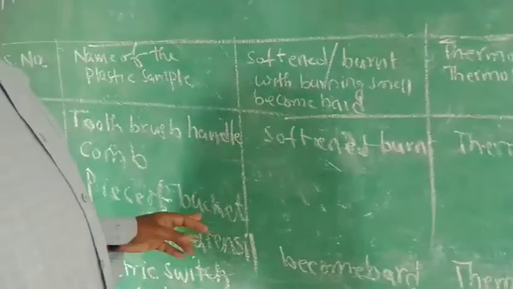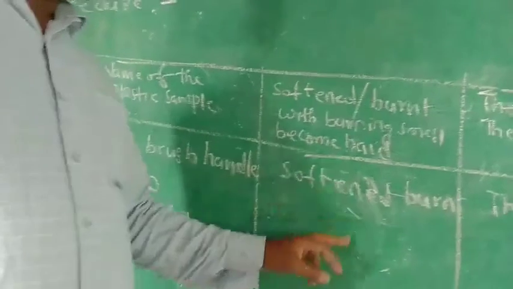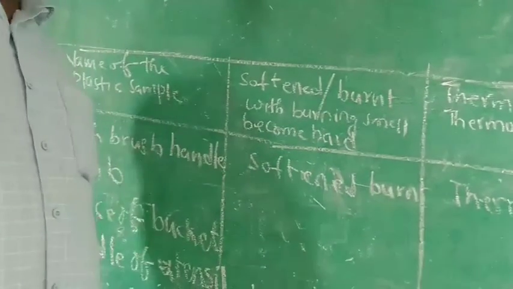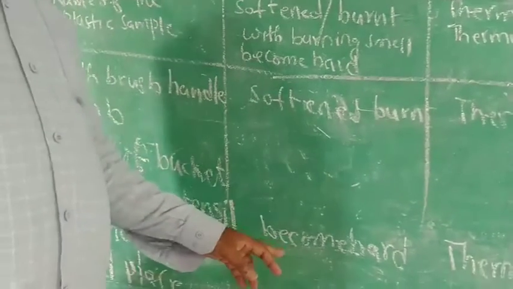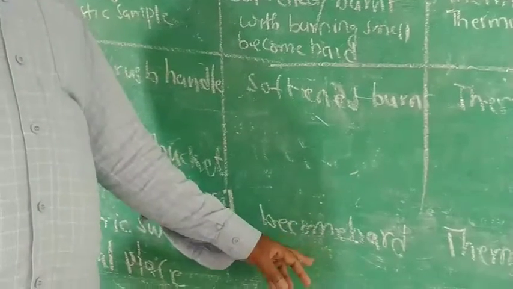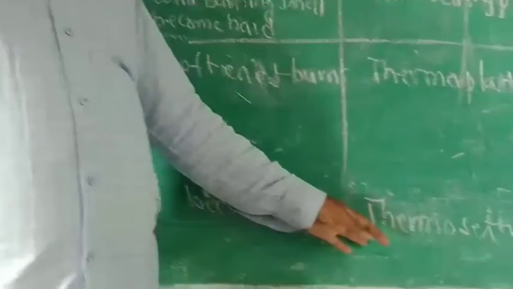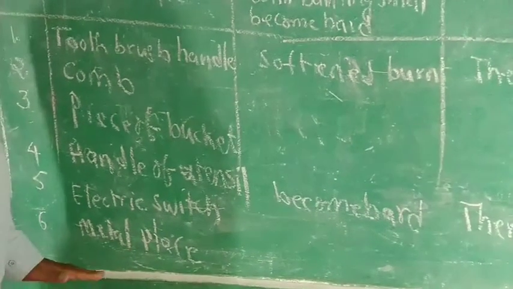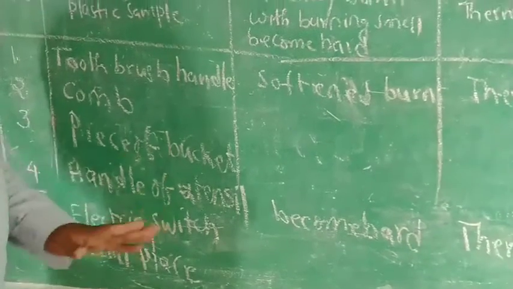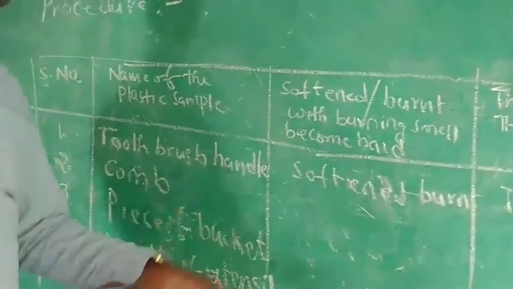Yes, a piece of a bucket. From the bucket you take that piece. If you burn it, it is also softened, so it is a thermoplastic. Now you take the handle of the utensil. After burning it becomes very hard, no deformation takes place, and that plastic is called what? Thermosetting plastic. All these things you have observed. Not only this, electric switches, metal plates and coffee mugs are there. Among the materials around you, you have to decide whether each is a thermoplastic or a thermosetting plastic.